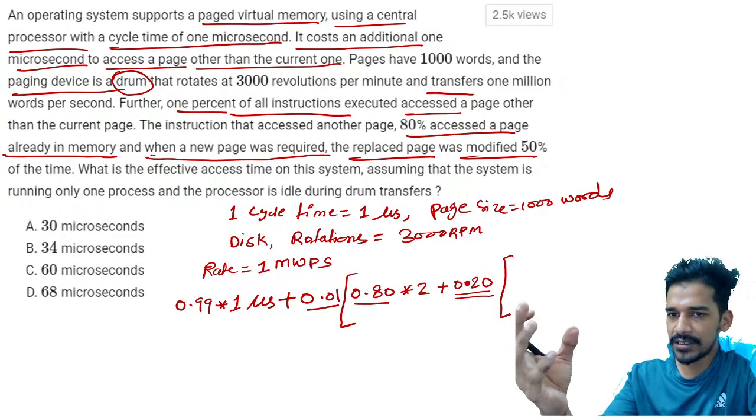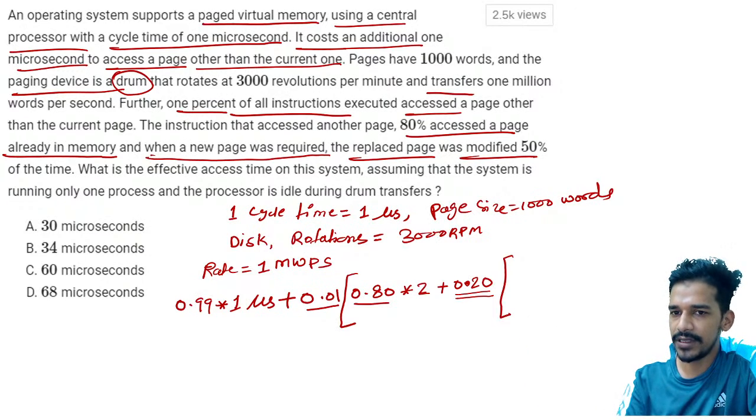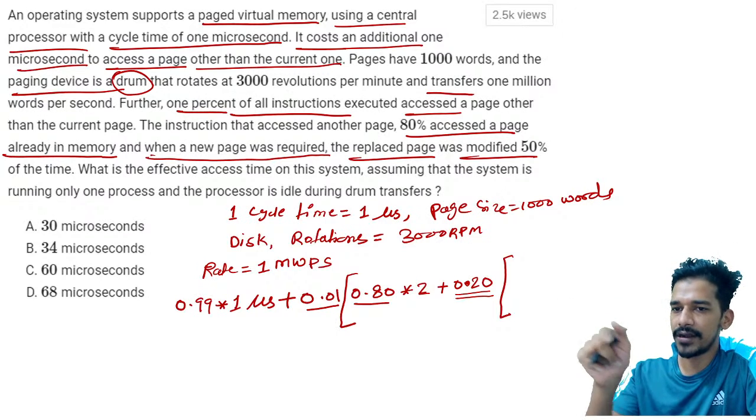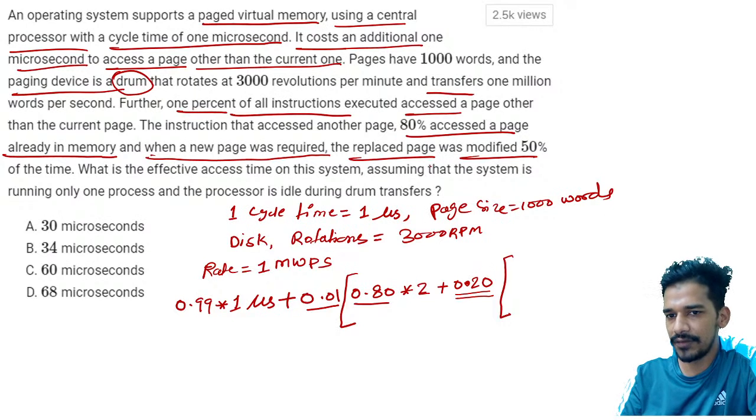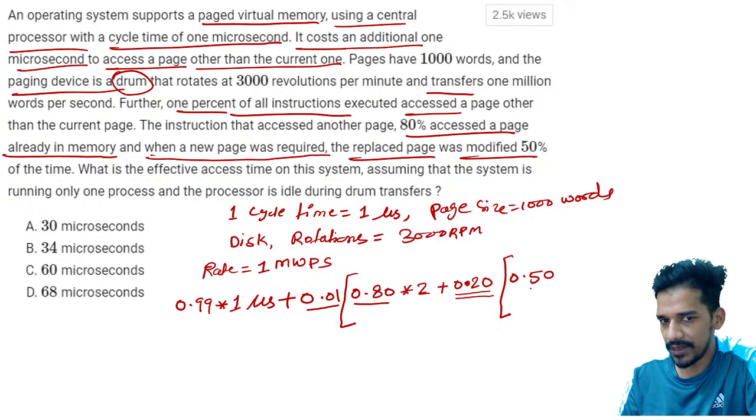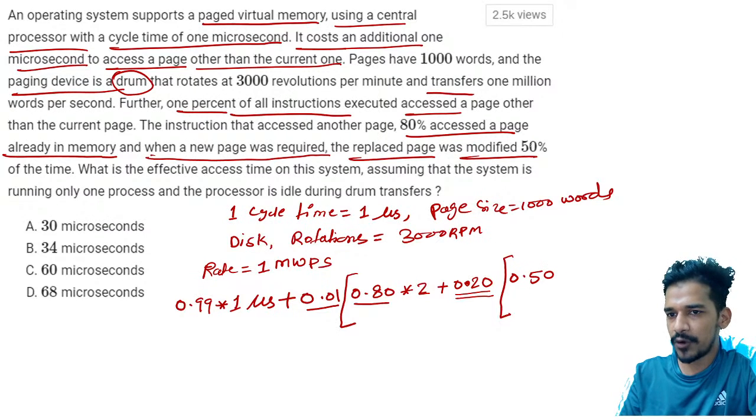When you are placing a page into the memory, there are 2 possibilities. If the replaced page is modified, then you have to first copy it into the hard disk. If it is not modified, then you can simply replace it, right? So out of these, we have the 50% pages. The replaced page was modified 50%.